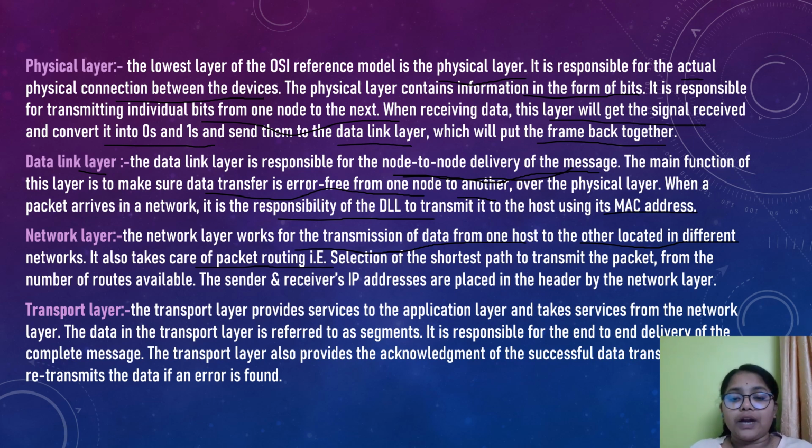Packet routing is the selection of the shortest path to transmit the packet. Obviously, once we are choosing the shortest path, there is less chance of errors occurring. So the network layer will also figure out the shortest path to transmit the data from the number of routes available. The sender and receiver IP addresses are placed in the header by the network layer. Once you are sending to a different host, you have to give both the sender's and receiver's IP addresses to transmit the data error free.